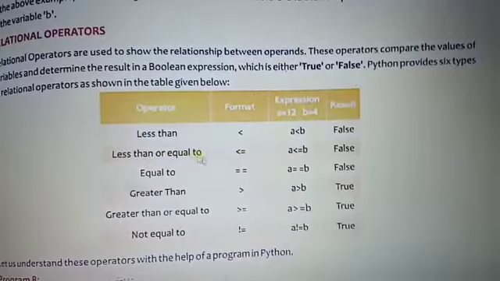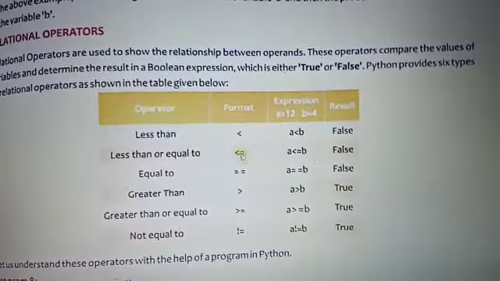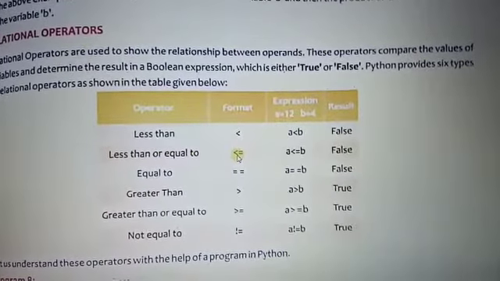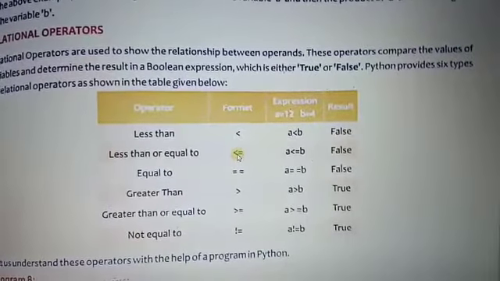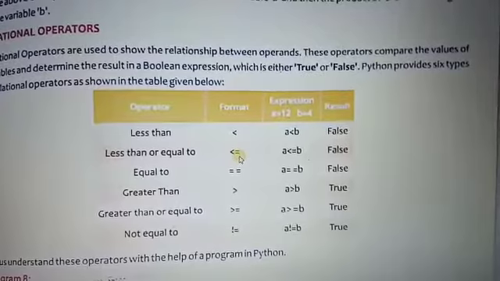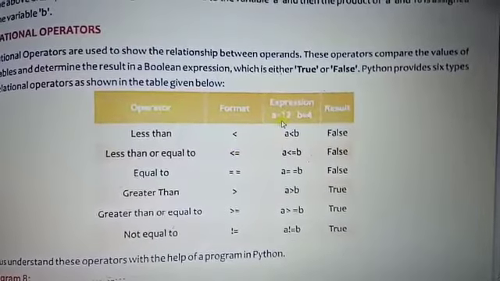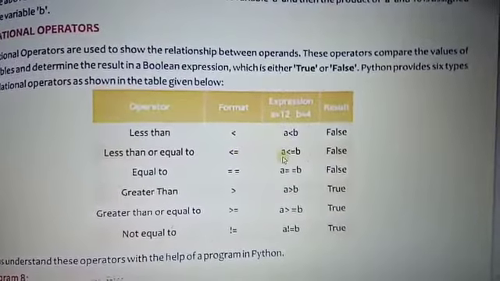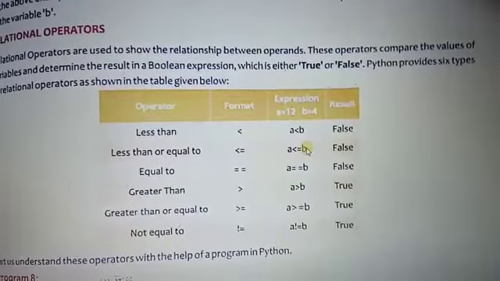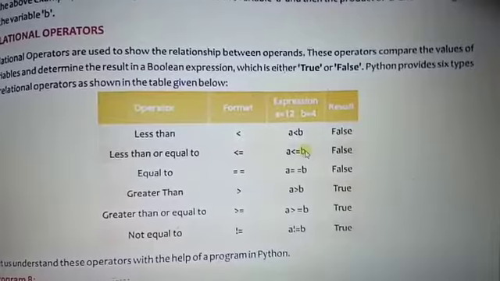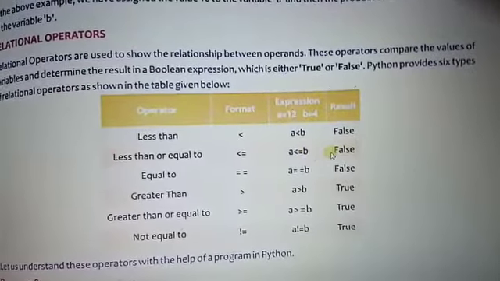Then the less than or equal to. There are two conditions: one checks whether the value is less than between the two operands, or whether the values are equal between the two operands. So in this condition, A equal to 12 and B equal to 4, 12 less than 4 is false, and 12 equal 4 is also false.